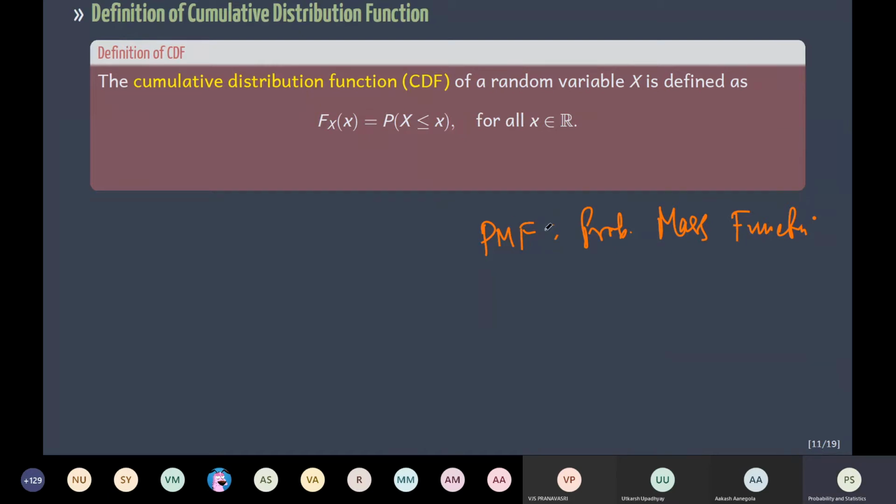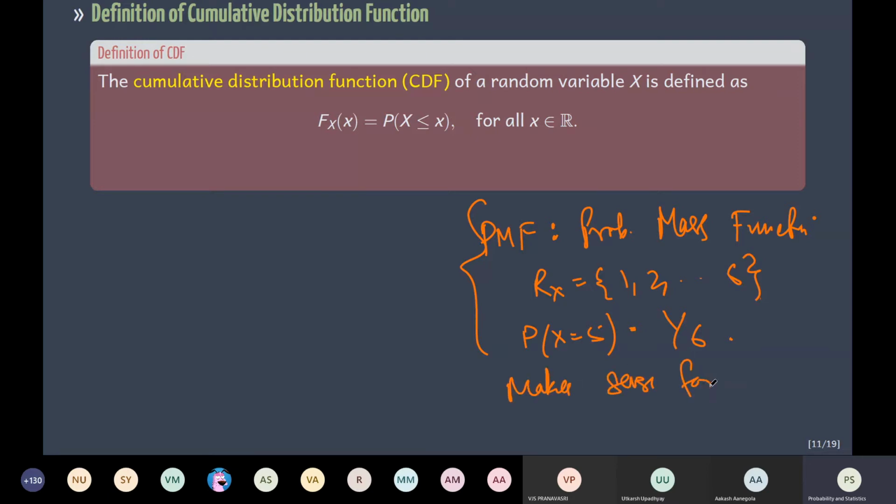It's pointwise; you can think of this as pointwise probability, right? If I throw a die, the range of X is 1, 2, 3, 4, 5, 6, and the PMF is the probability that X is at some point, let us say 5, which turns out to be 1/6. This is called the probability mass function. It's like pointwise probability, and this makes sense for discrete, but it doesn't make sense for continuous.